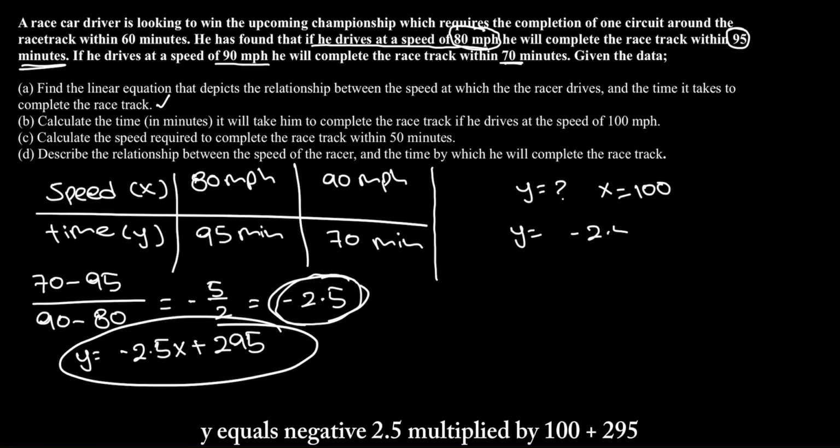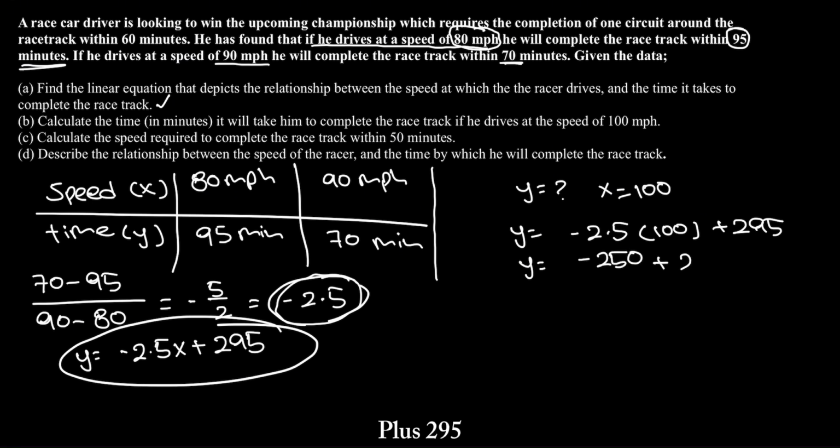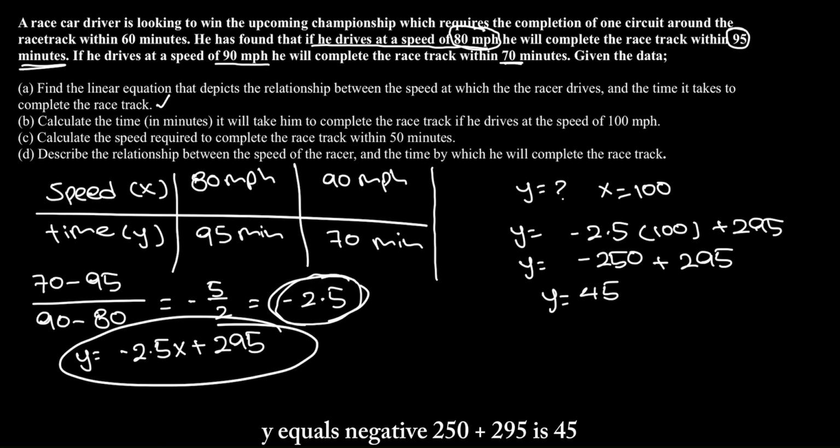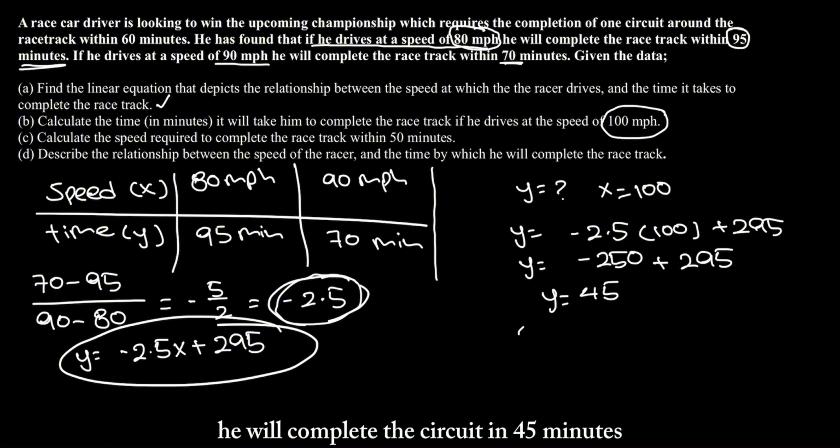Y equals negative 2.5 multiplied by 100 plus 295. Negative 2.5 multiplied by 100 is negative 250 plus 295. Y equals negative 250 plus 295, which is 45. Let's interpret the results. This means that when he drives at the speed of 100 miles per hour, he will complete the circuit in 45 minutes.